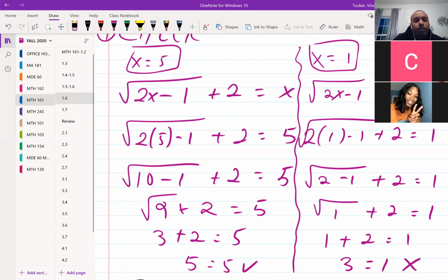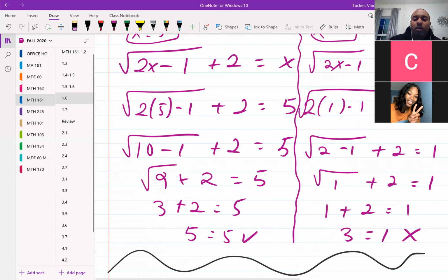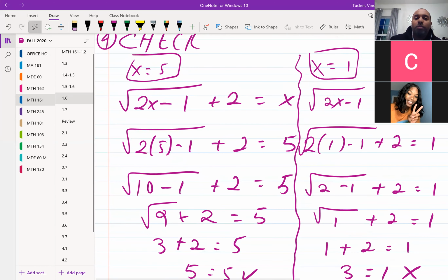And so we see that x equal to 5 works out. X equal to 1 does not work for us. We talked about before, solutions that do not work are considered extraneous. So our only solution would be x equal to 5.